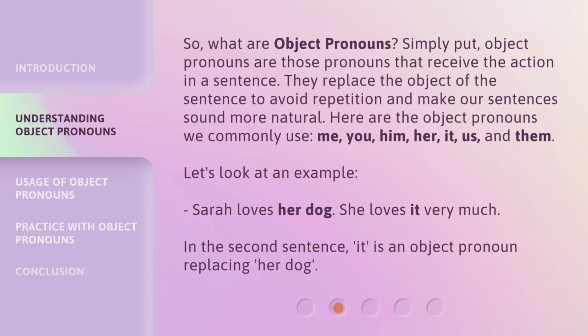Let's look at an example. Sarah loves her dog. She loves it very much. In the second sentence, it is an object pronoun replacing her dog.